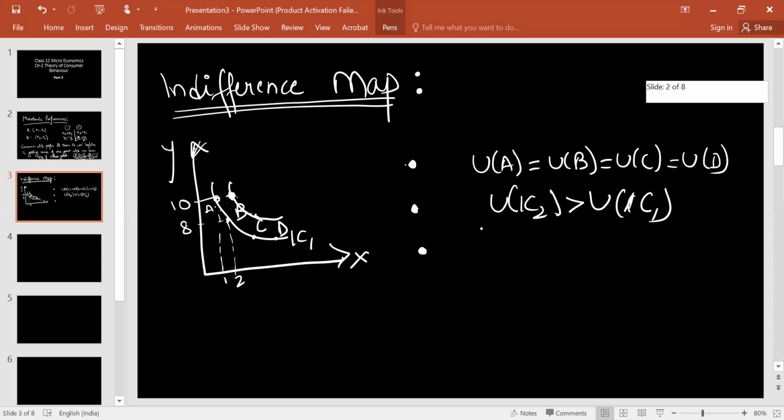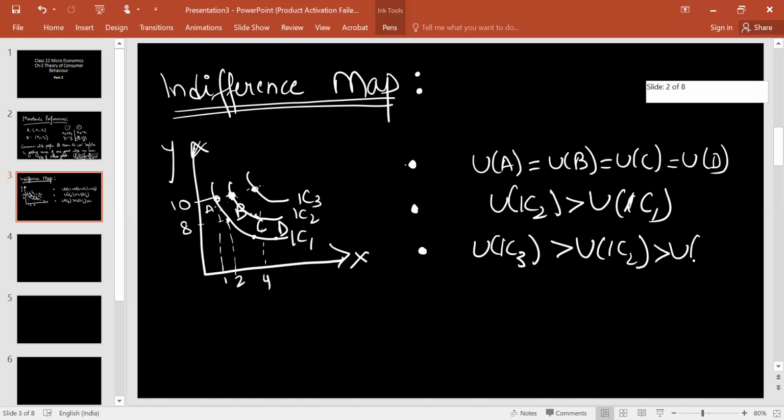Now, similarly, if I move to the next indifference curve, that provides us 4 units of x and 10 units of y. This will provide me a higher level of utility than what I receive in case of IC2. So in that case, utility from IC3 is higher than utility from IC2, which is greater than utility from IC1. All right.